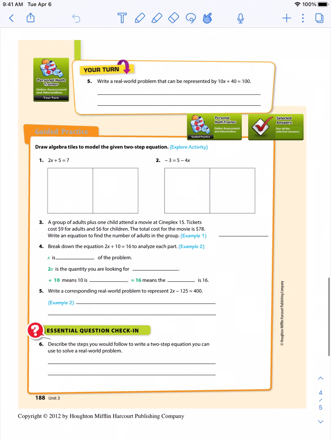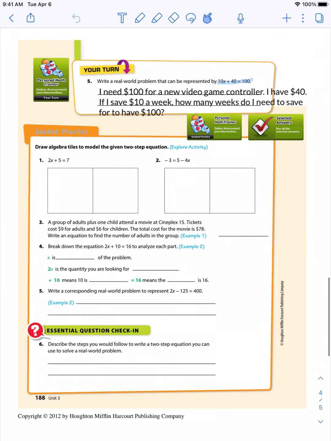All right, last part of the notes today. We're going to write a real-world problem that can be represented by 10x plus 40 equals 100. So we could go the easy way and just think money again. Say we need $100 to buy a new video game console. I have $40 currently. If I can save $10 a week, how many weeks do I need to save for to get $100?